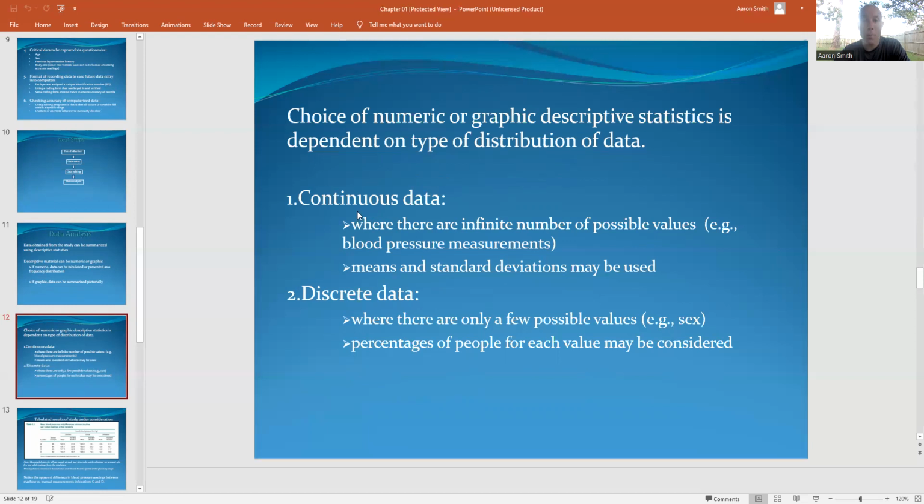For continuous data, this is where there are infinitely many possible values, such as blood pressure measurements. If we were super precise, we could have super precision in our blood pressure measurements. And so we'll treat blood pressure as a continuous variable. So we'll take means, and standard deviation may be used. Discrete data, this is where there are only a few possible values, such as sex. The percentages of people for each value may be considered.